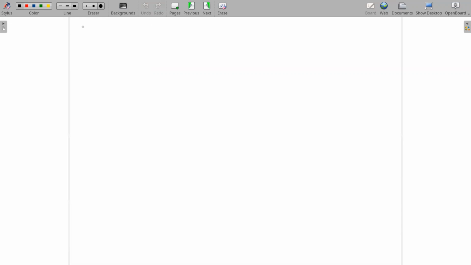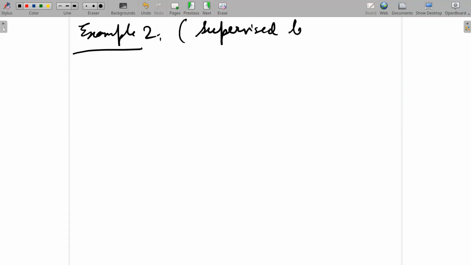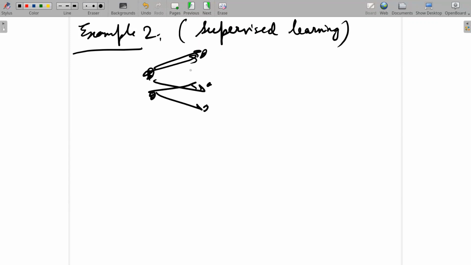Okay. Example 2 is also quite relevant, especially in today's world. That's why I wanted to bring this up. What is known as supervised learning. Like machine learning, all these kinds of things you see. Whenever you're talking about machine learning, of course, that's a fancy buzzword for neural networks. Neural networks is like you have these nodes and these transition probabilities, and you have some input, and you want to make a decision at the end.